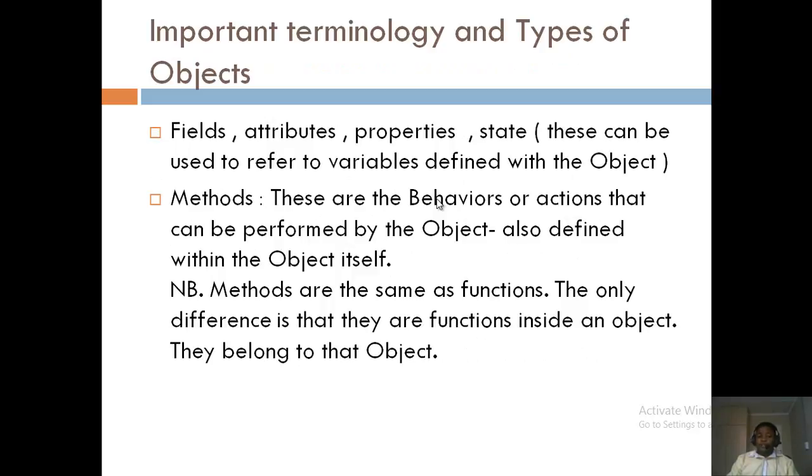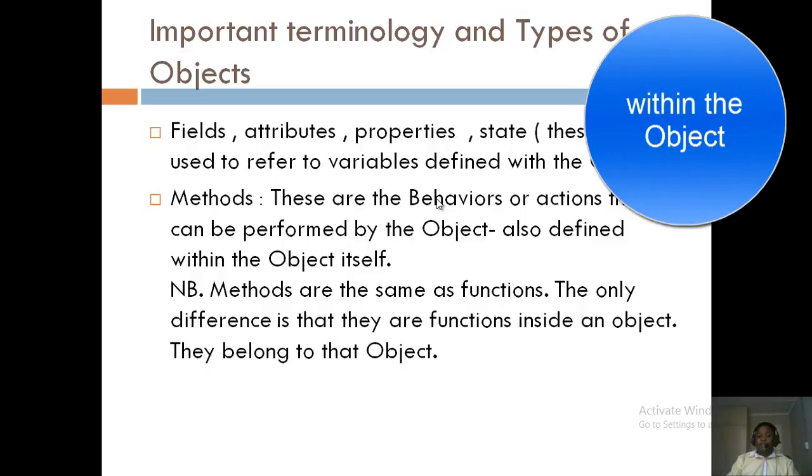Okay, so now let us have a look at some important terminology and the types of object. The first thing I want to mention is that you might come across the word field instead of attribute, or you may see words such as properties or state. I want you to know that these all point to the very same thing. These are variables that are defined within the object itself.